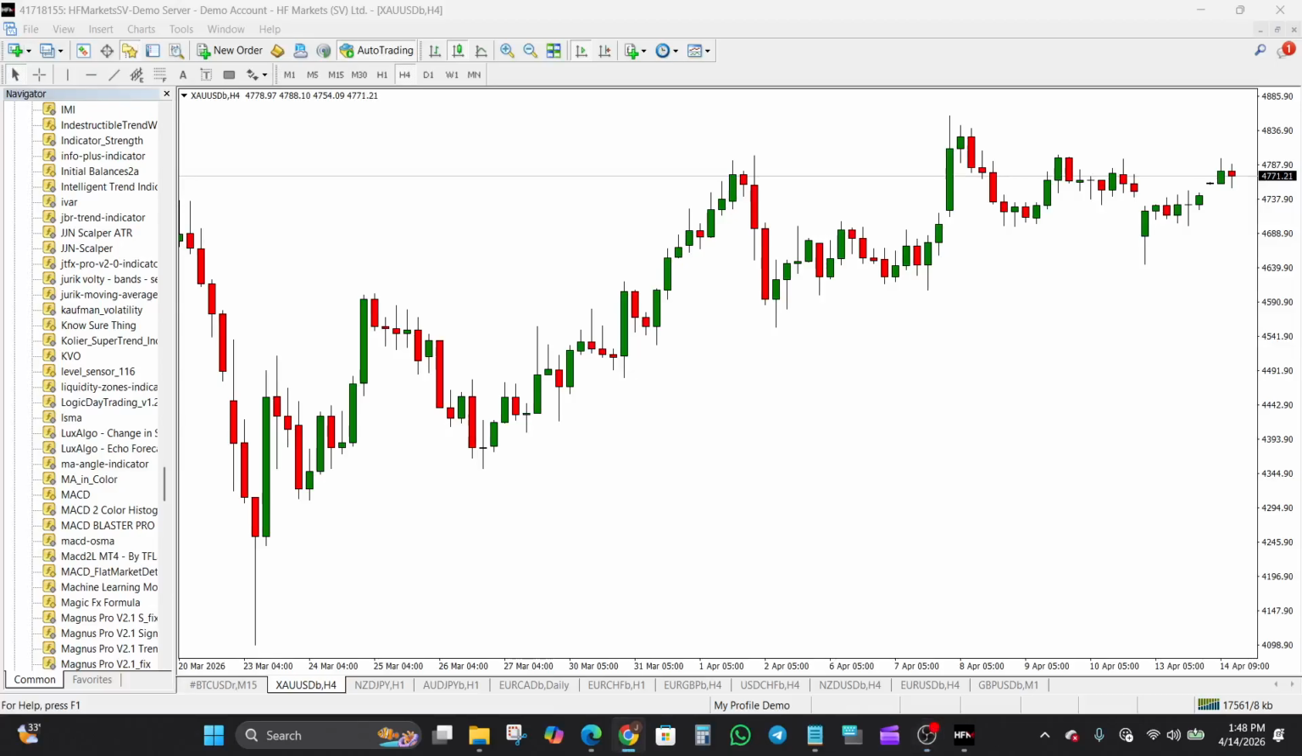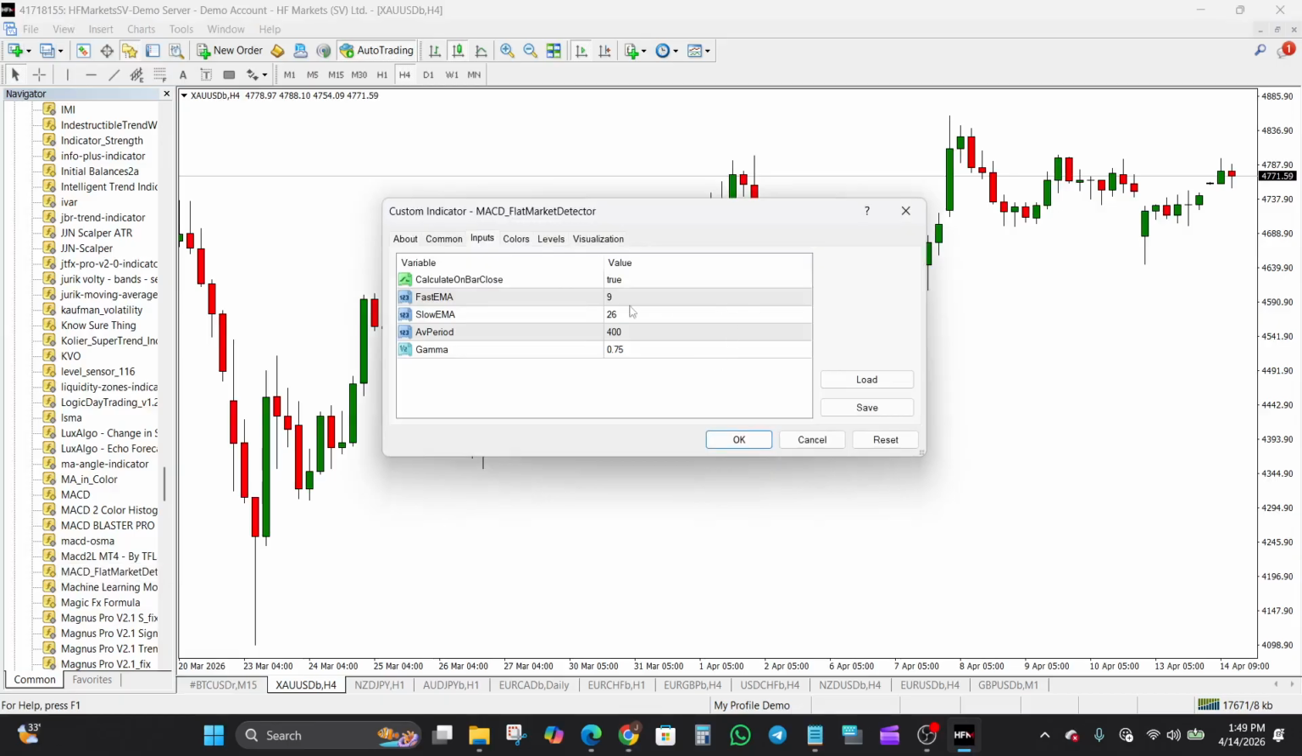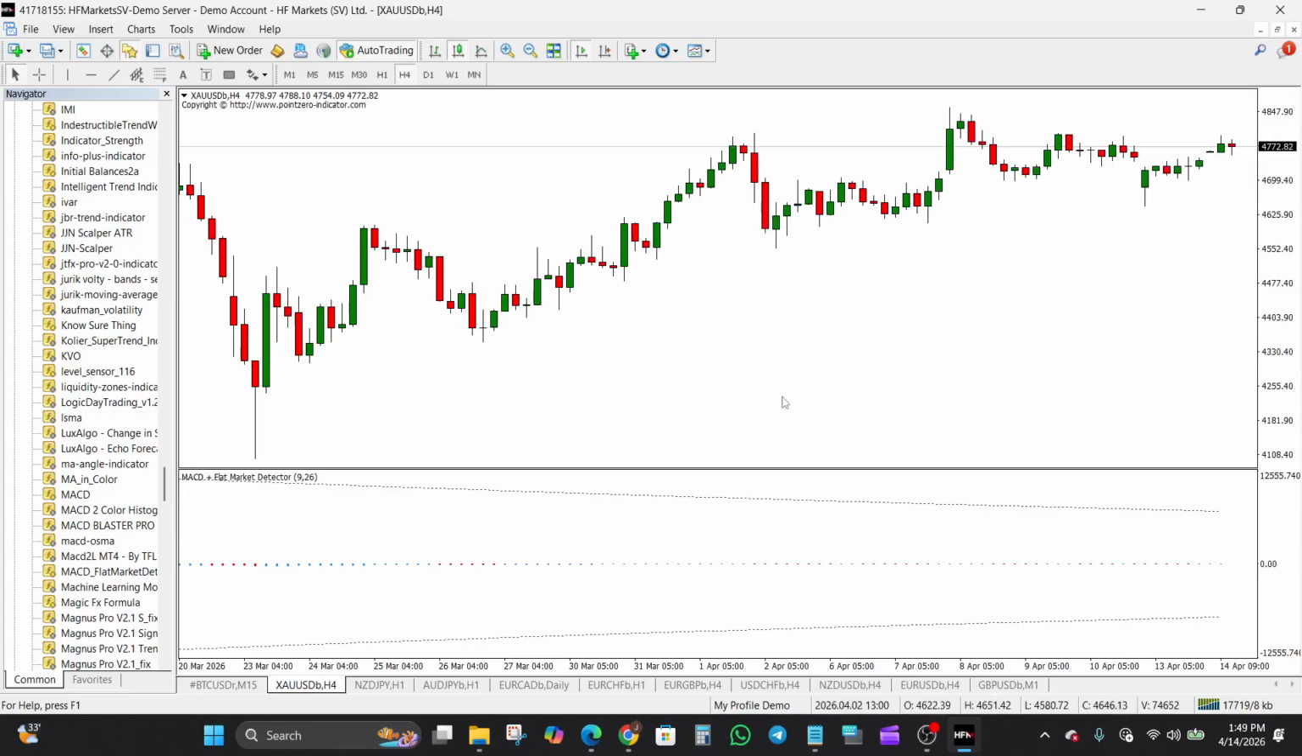Hello traders, in this video we are going to be discussing the MACD flat market detector. Alright, so let us add the indicator to the chart. You can modify the input values depending on how sensitive you want the indicator to be. Okay, the fast EMA, the slow EMA, the AV period, the gamma, and all of that, right? So this is how the indicator looks like.